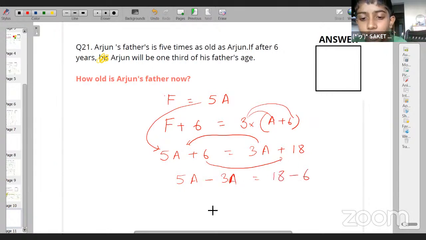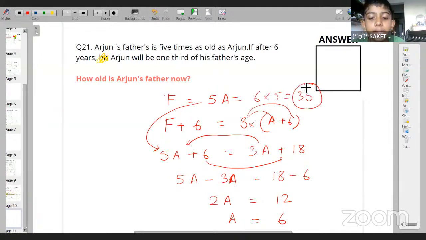So 18 we cannot multiply. 18 minus 6 is 12. 2A is 12, 1A is 6. So that means Arjun's current age is 6. That means the father's current age is 30. So yes, 30 is that.